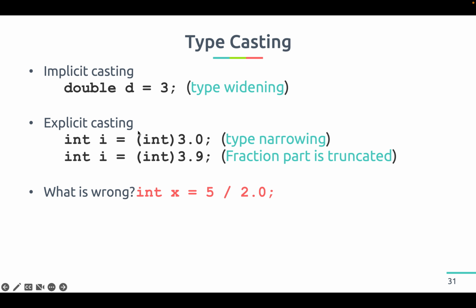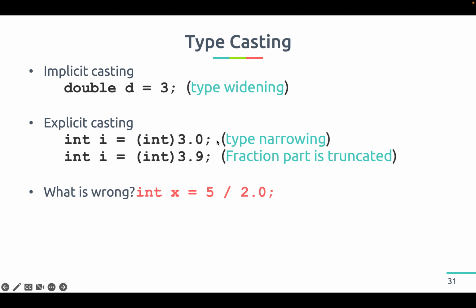Explicit casting is when we write it explicitly. We write between parentheses the new data type that we want it to be cast to. So for example, here 3.0 is written as a double. If we wanted to cast it into an int, we have to write it this way. And this will be 3, and it will be stored in int i.